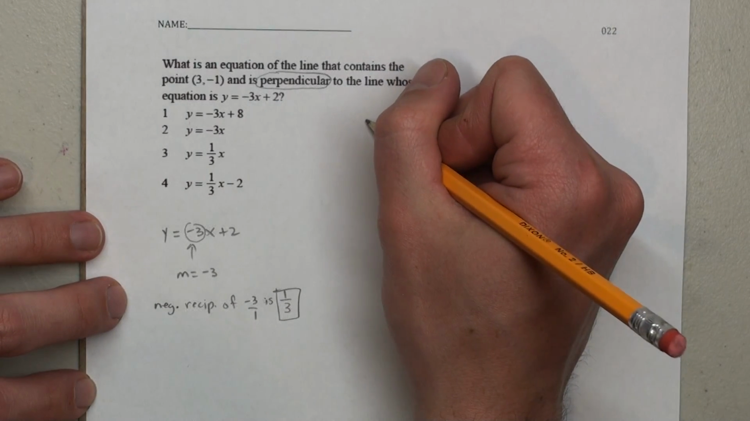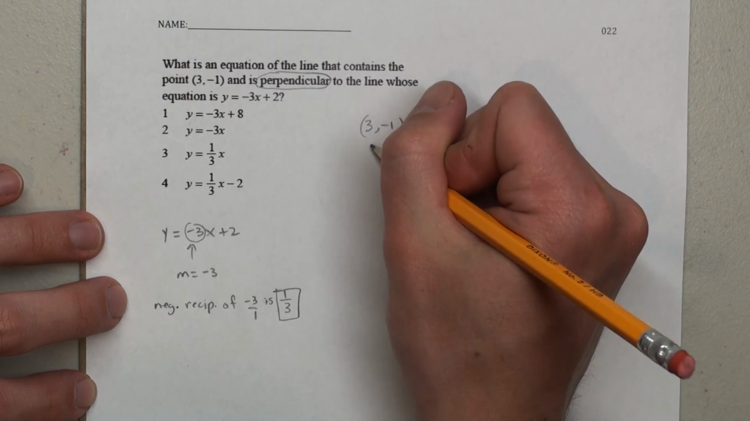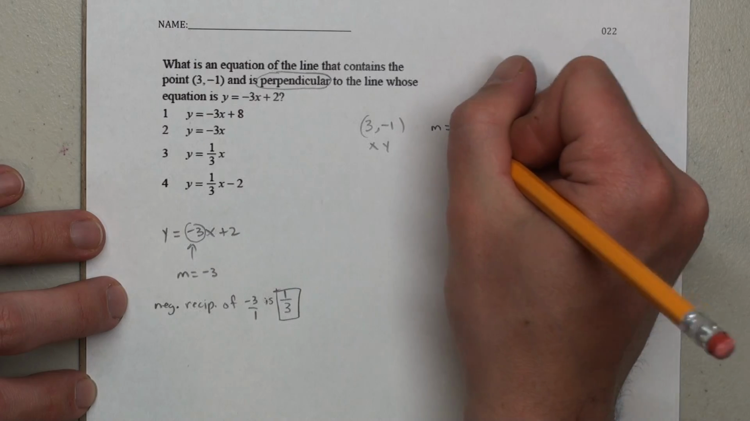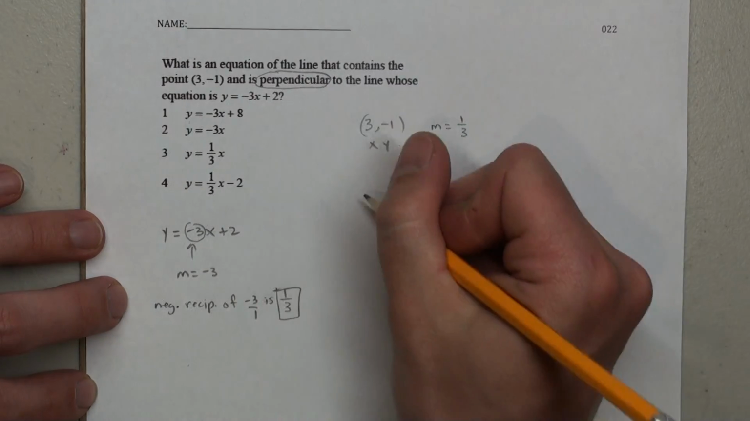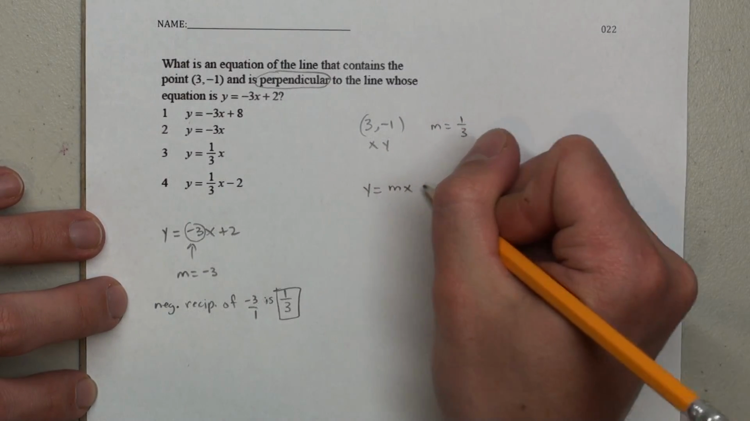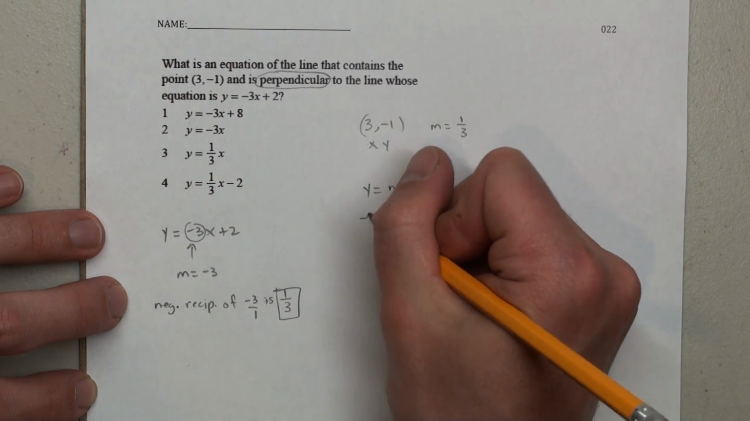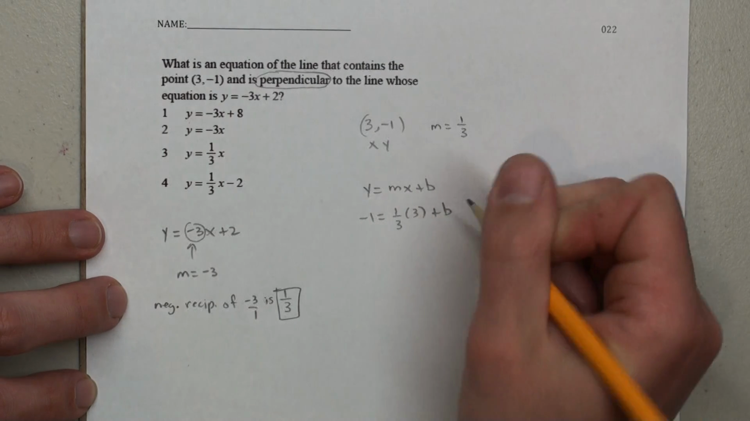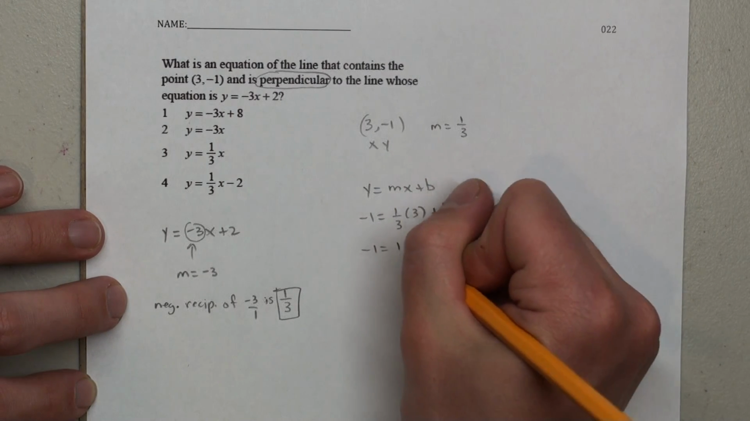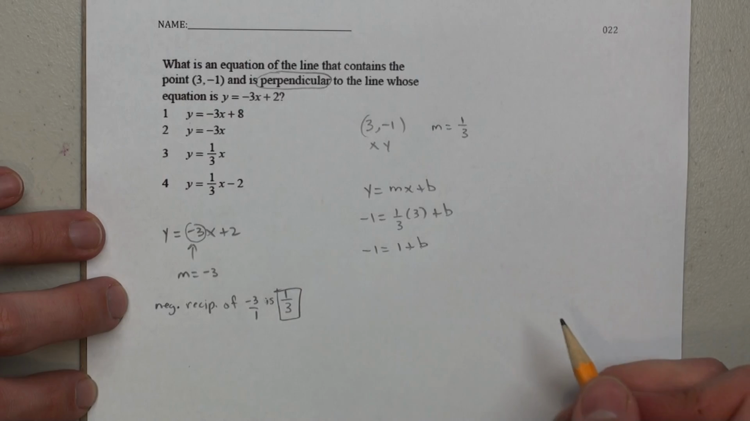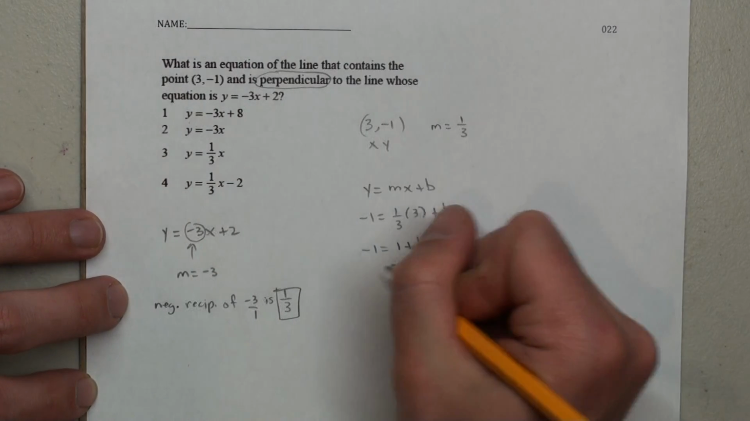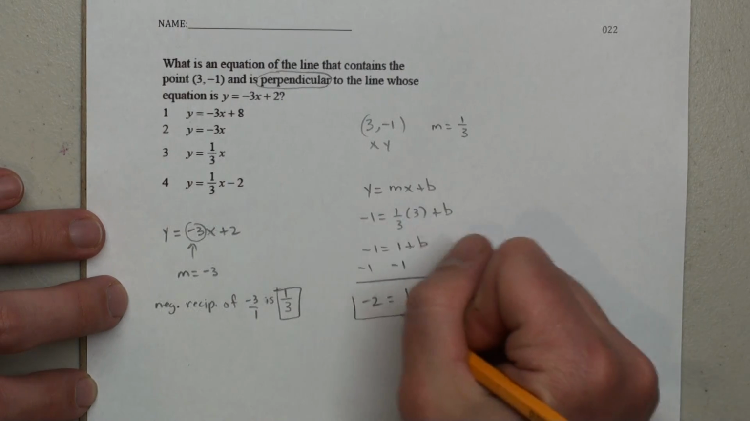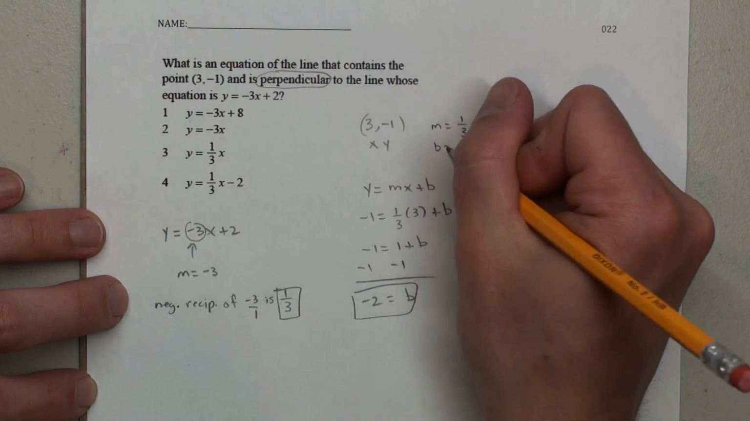So I have my 3, -1, which is my x, y. I have my slope, which is 1/3. I just need to find b. So I can plug in all my values to find my b. 1/3 times 3 is 1, by the way. Here's my b. My b is -2.